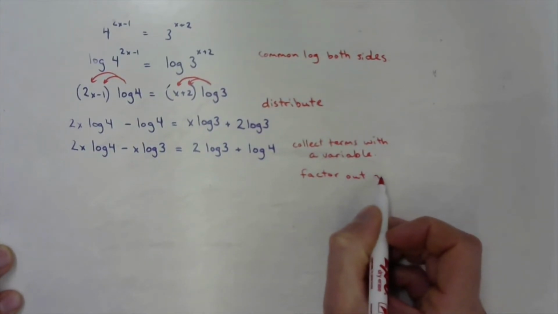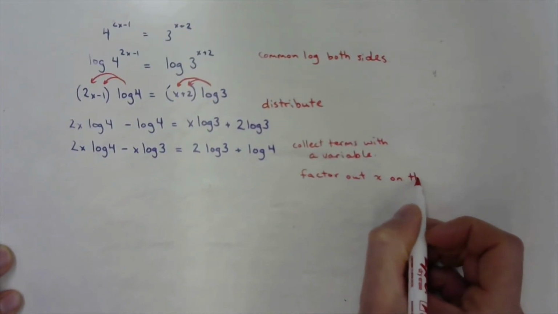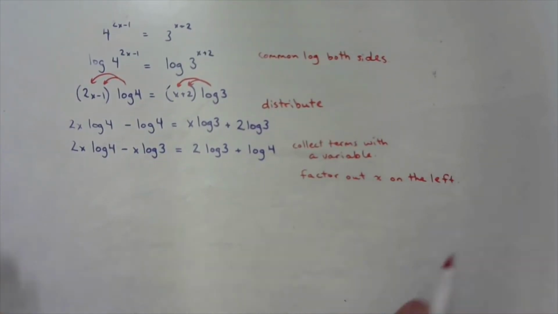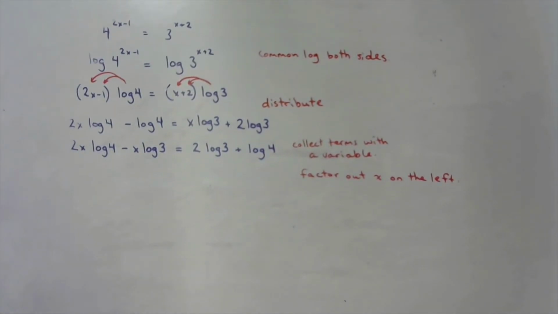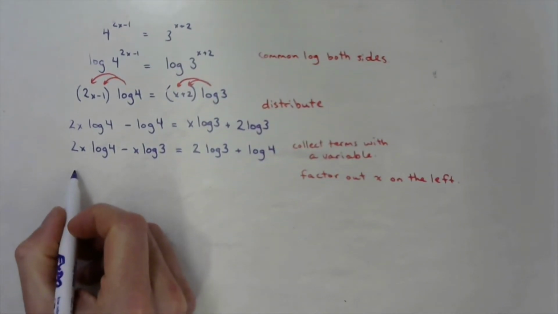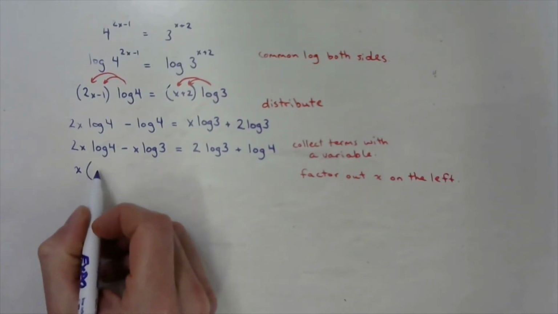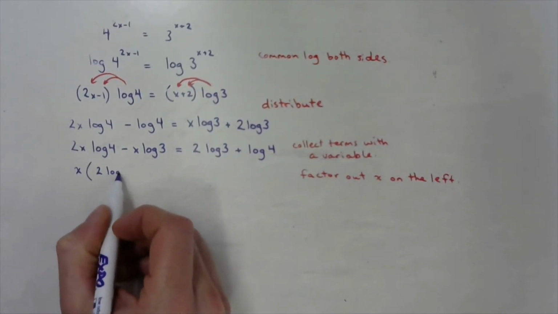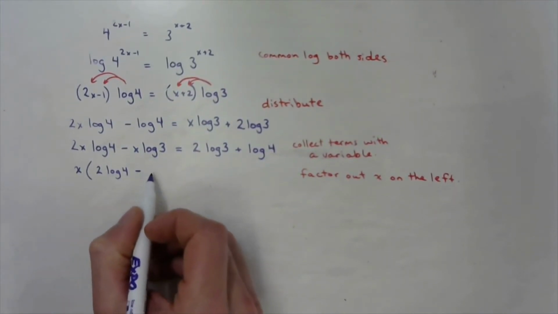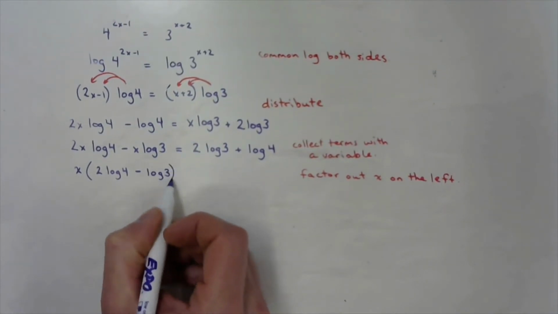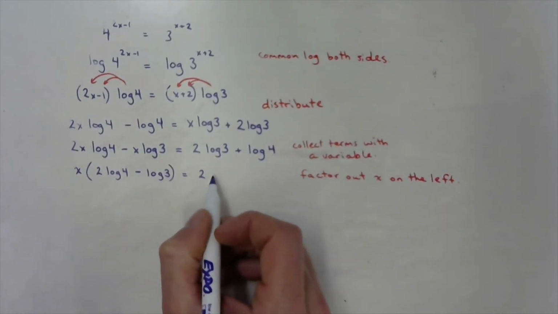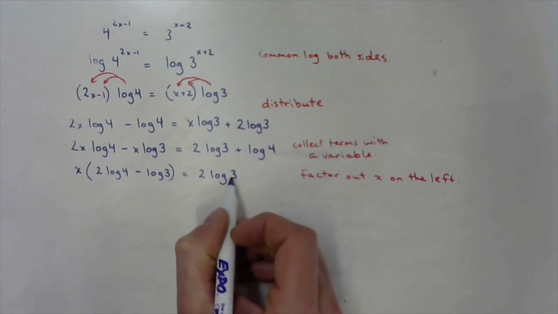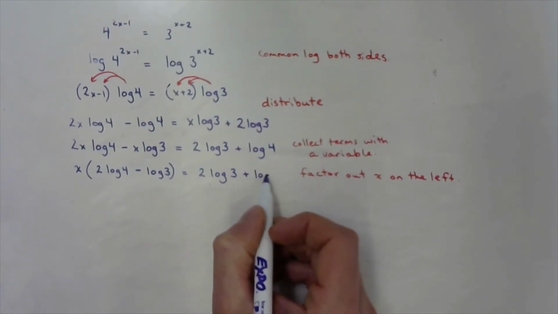Factor out x on the left. Okay, so if I factor out x from each of these, that puts x outside of a bracket. Inside the bracket, I have 2 log 4 minus log 3. On the right, we haven't changed anything: 2 times the log of 3 plus the log of 4.